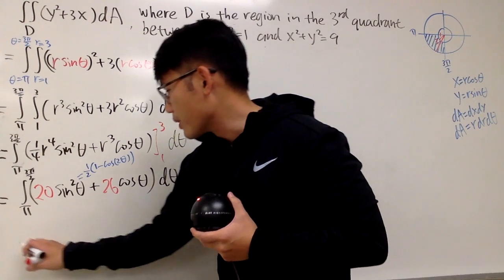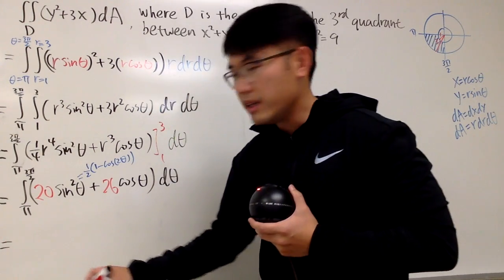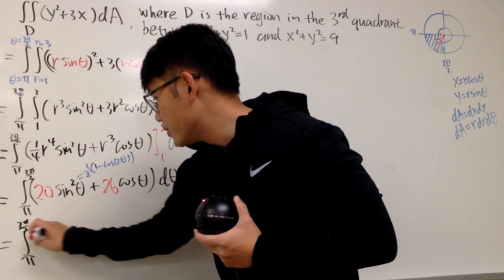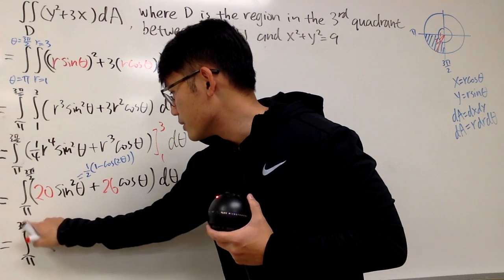And I'll write this down again for you guys to make it slightly more clear. We go from pi to 3 pi over 2. This pi is not that good. Let me just see.